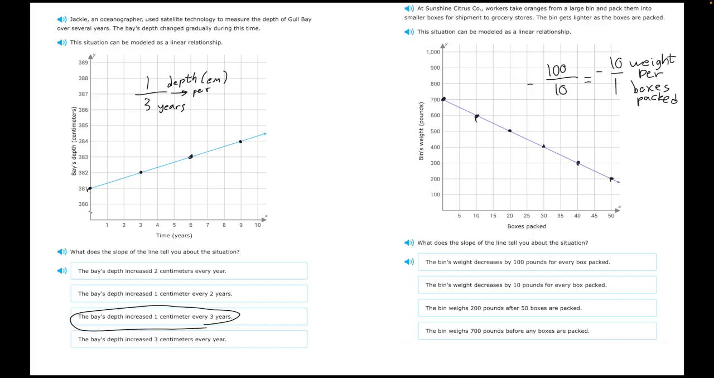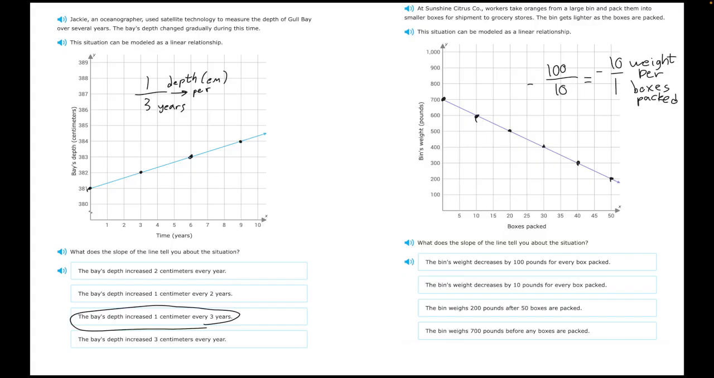Okay, for this problem, a couple of things to note. Number one, you should have gotten a negative 100 over 10 when you did the rise over the run. Notice it's negative, right? Hopefully you remember that from rise over run, and that negative is going to be important because it tells us that we are decreasing, right? So your answer needs to have the word decrease.